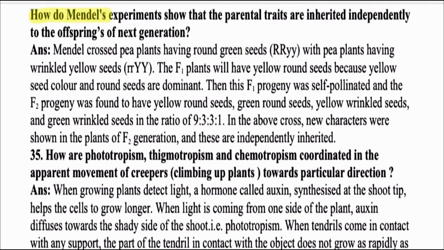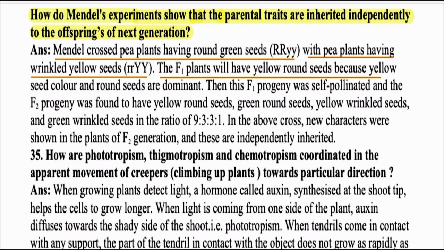Next question. How do Mendel's experiments show that the parental traits are inherited independently to the offspring of the next generation? Mendel crossed pea plants having round green seeds, capital R, small y, with pea plants having wrinkled yellow seeds, small r, capital Y. The F1 plants will have yellow round seeds because yellow seed color and round seeds are dominant.